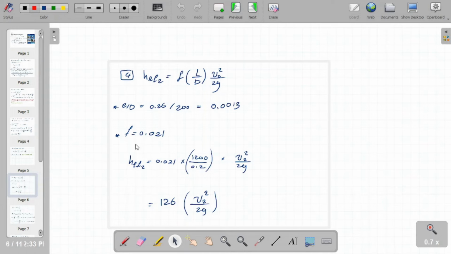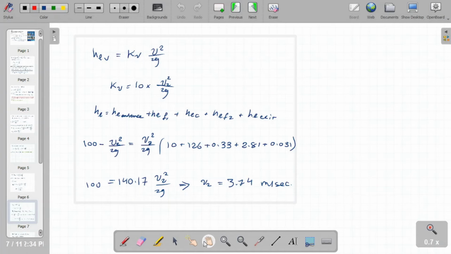Now the friction can be found similar to what we did. We assume turbulent flow, we go into the Moody chart or Moody diagram, and we find the friction, 0.021. Now we can get the head loss due to the friction in the second pipe, which is 0.021 times 1200 divided by 2 times the velocity in the second pipe squared divided by 2 times the gravity acceleration, and finally we get 126.